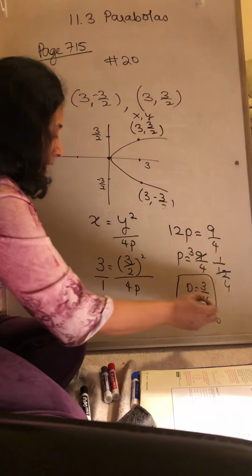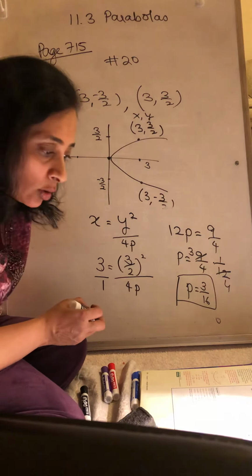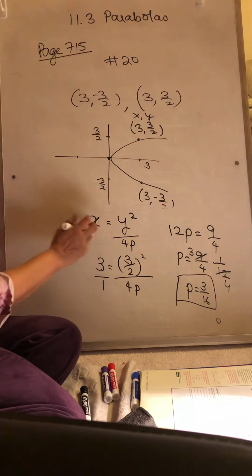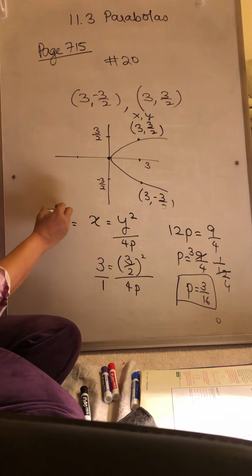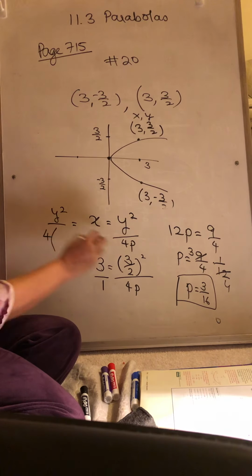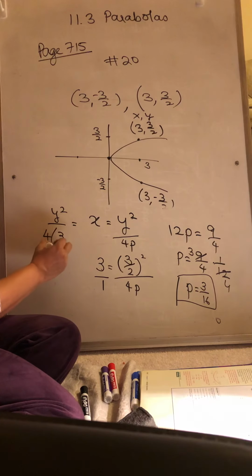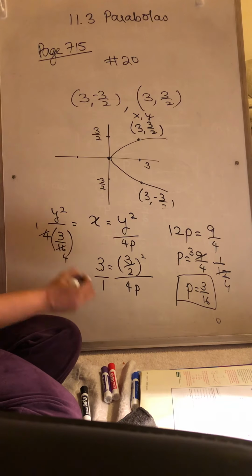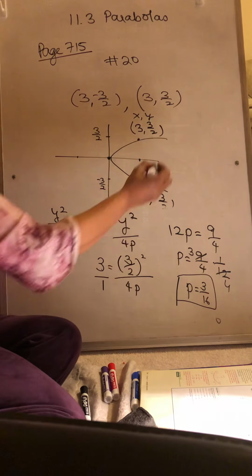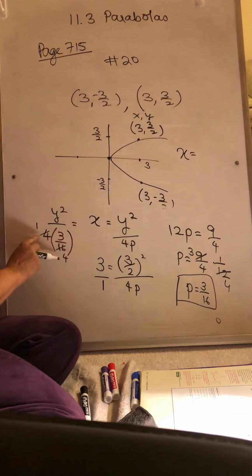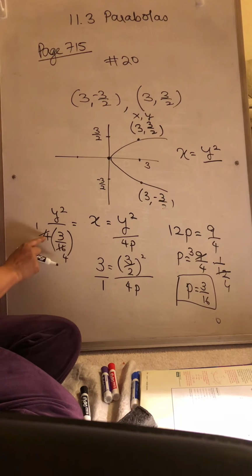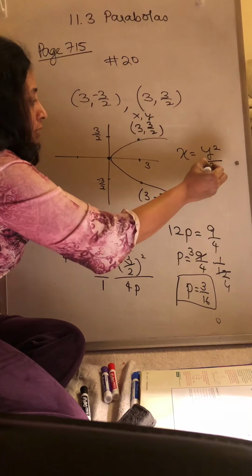Okay, this is what my p is. What are they asking me to do? Find the equation. So I plug it back in my equation. Where is my equation? x equals y square over 4p. P is 3 over 16. So 1 times 4, 4 times 4. So I get x equals y square over, now be careful, this is a composite fraction. So I got 3 over 4.